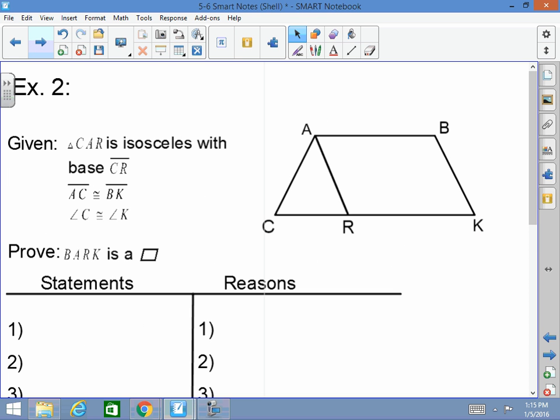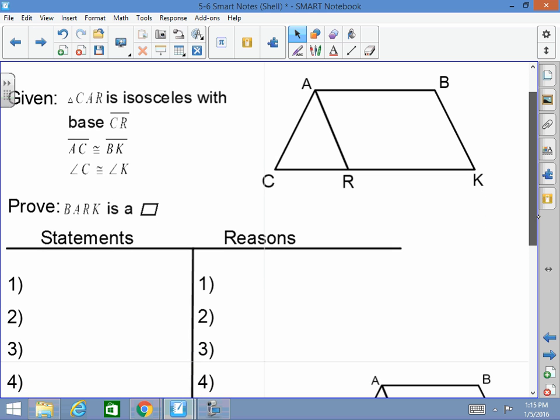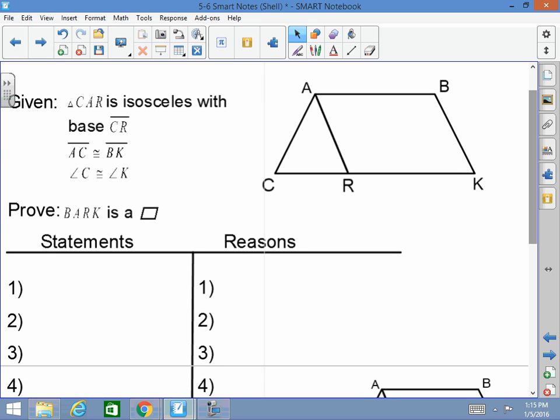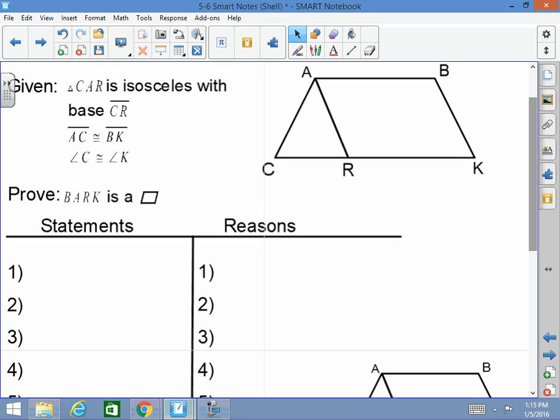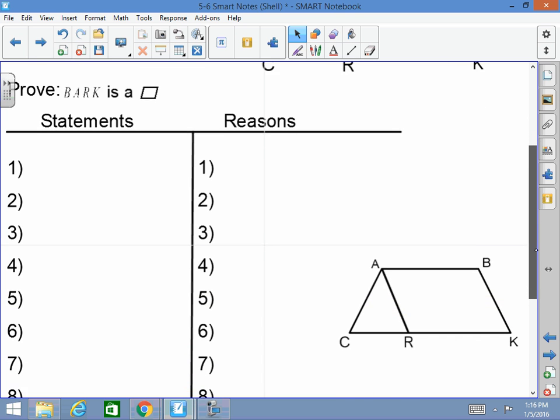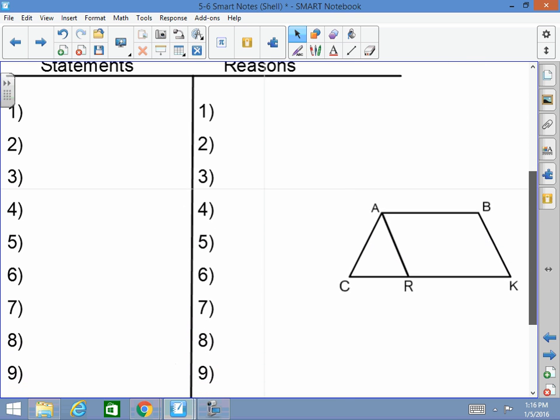Okay. Triangle CAR is isosceles, so think about what isosceles means, with base CR. AC is congruent to BK. And I think that's wrong. I know that's wrong. Oh, no. That's right. I'm a fool. AC is congruent to BK, and angle C is congruent to angle K. Think about where this is going. Think about what figures we've created here. Yes, someone said it, but don't go out loud yet.